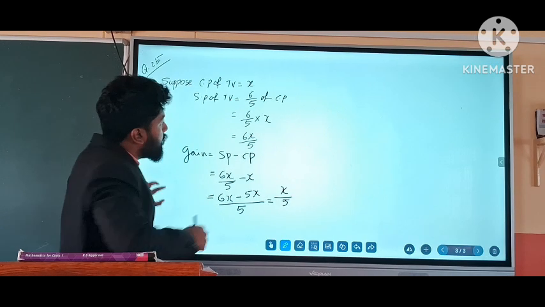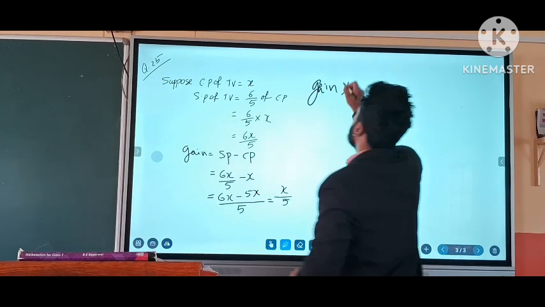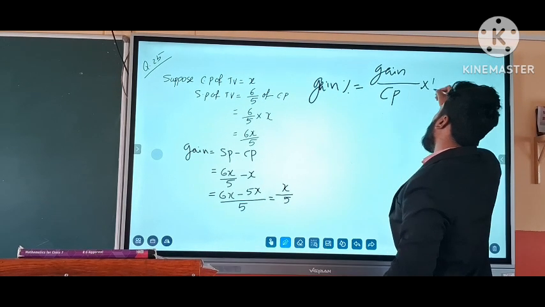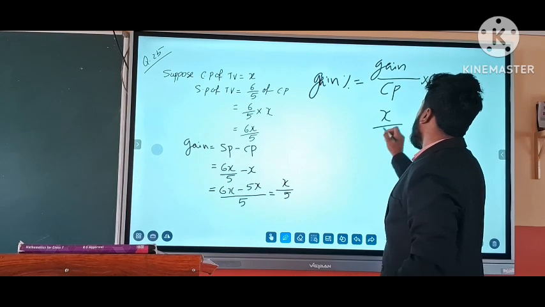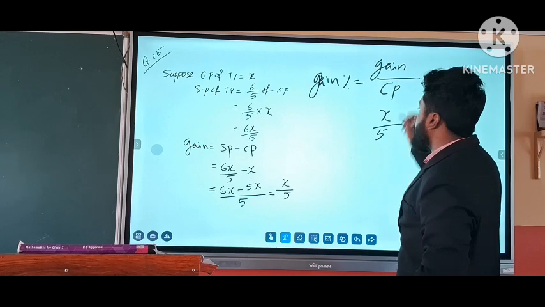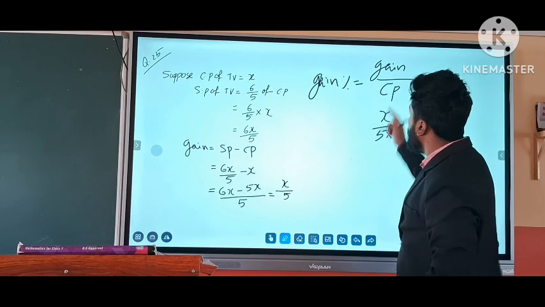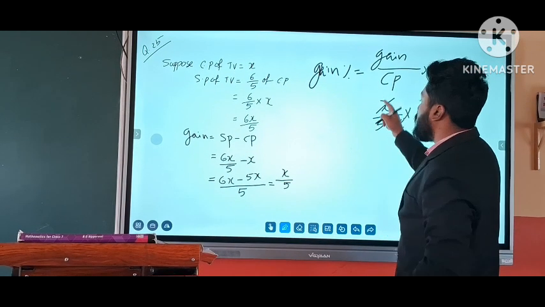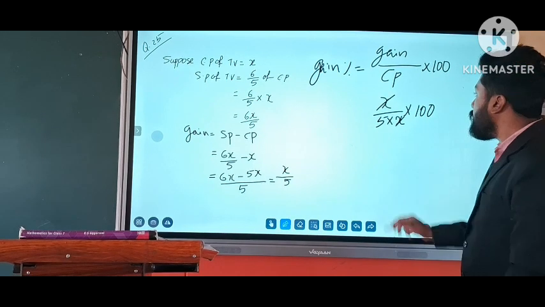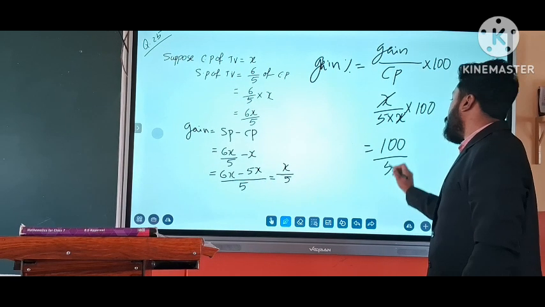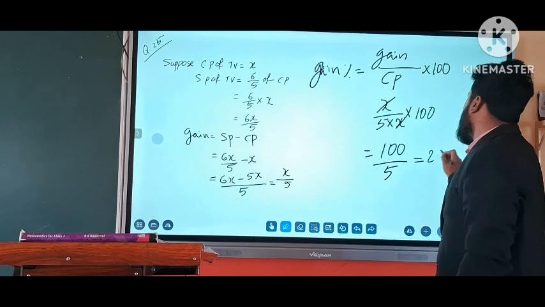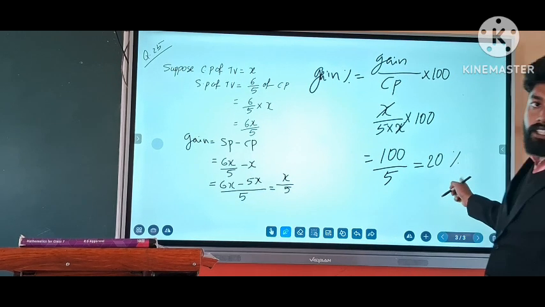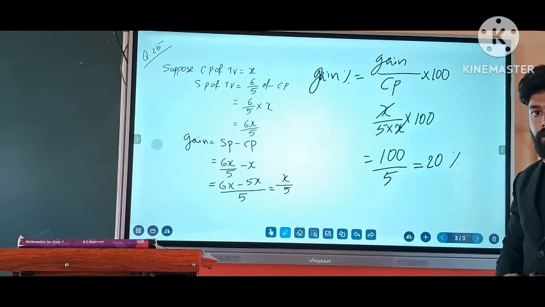Now what is the gain percent? Now we can calculate. Gain percent is equal to gain upon CP into 100. So x upon 5 divided by CP, so it will be in the numerator as a multiplication, and CP is x, into 100. So x and x, one is in the numerator and the other in the denominator, so they cancel each other. So it will be 100 upon 5. What is 100 upon 5? Yes, 20 percent. This is a percentage, so it will contain the percentage symbol. So it is 20 percent. Is it clear to everyone?